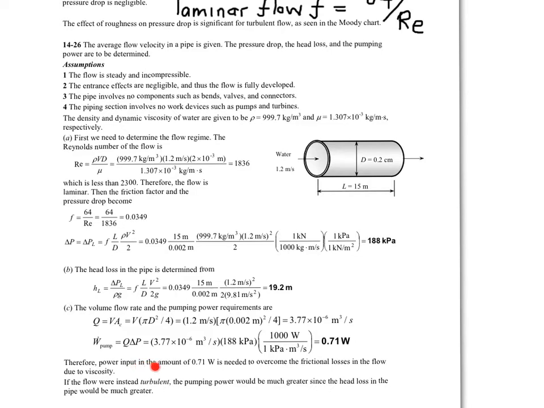Therefore, the power input needed is 0.71 to overcome the frictional losses purely due to viscosity. If the flow were turbulent instead, the pumping power would be much greater because the pipe condition needs to be calculated also.